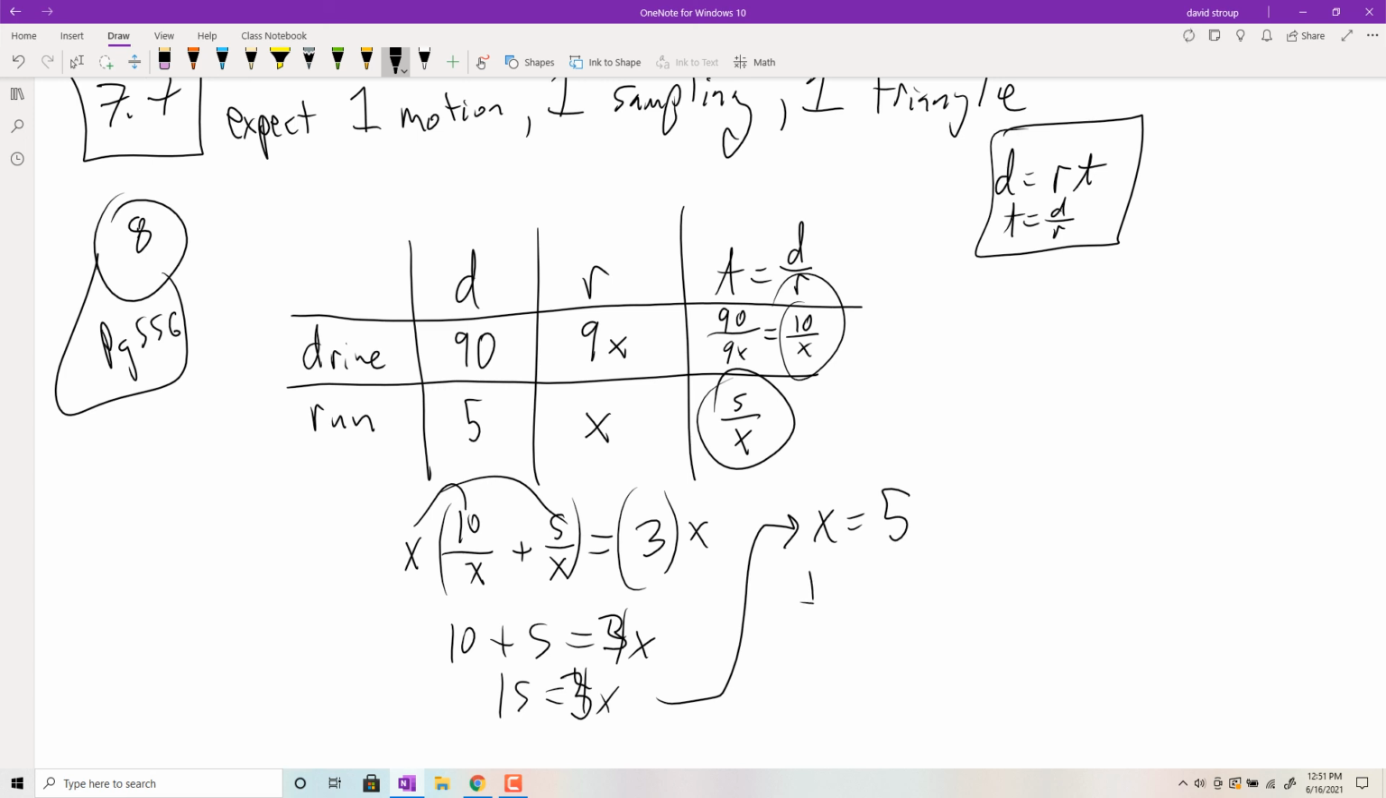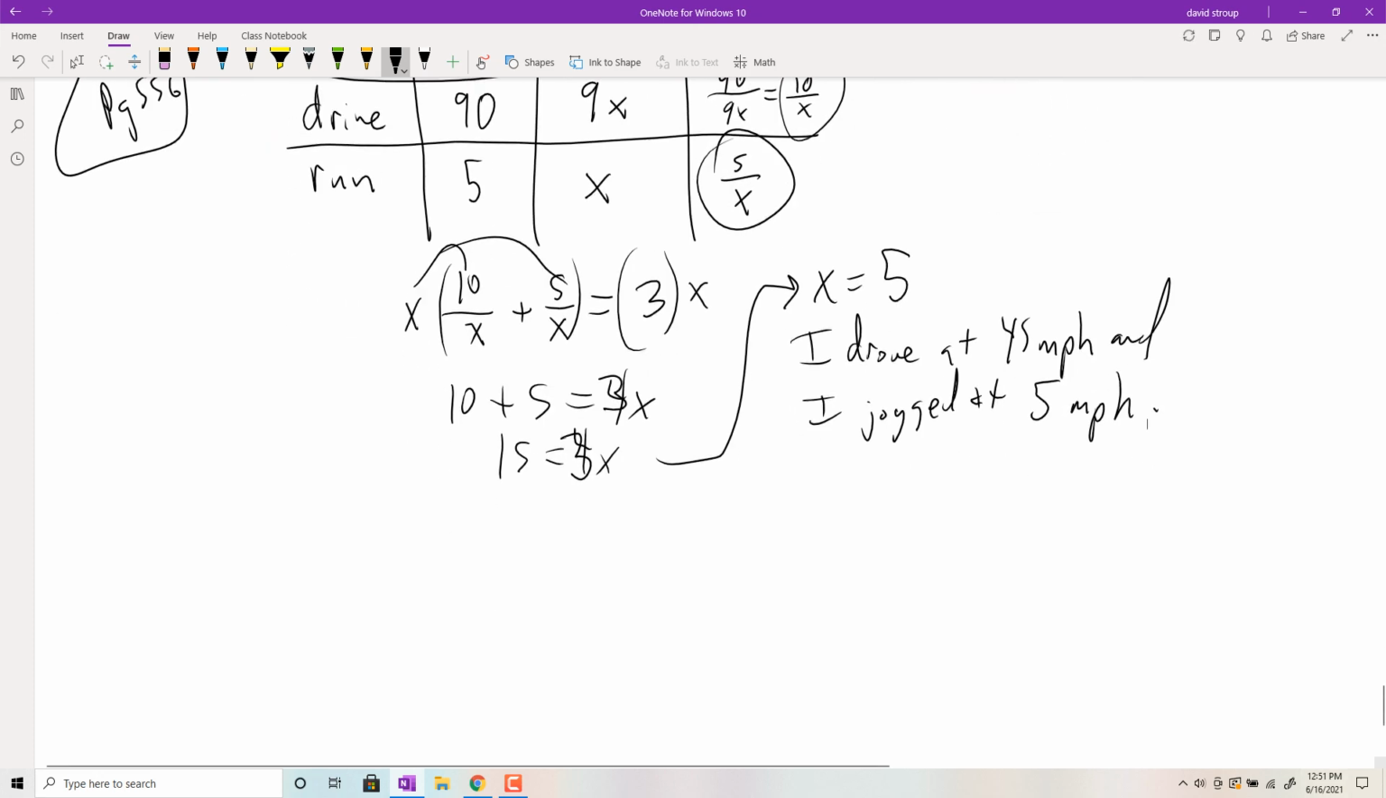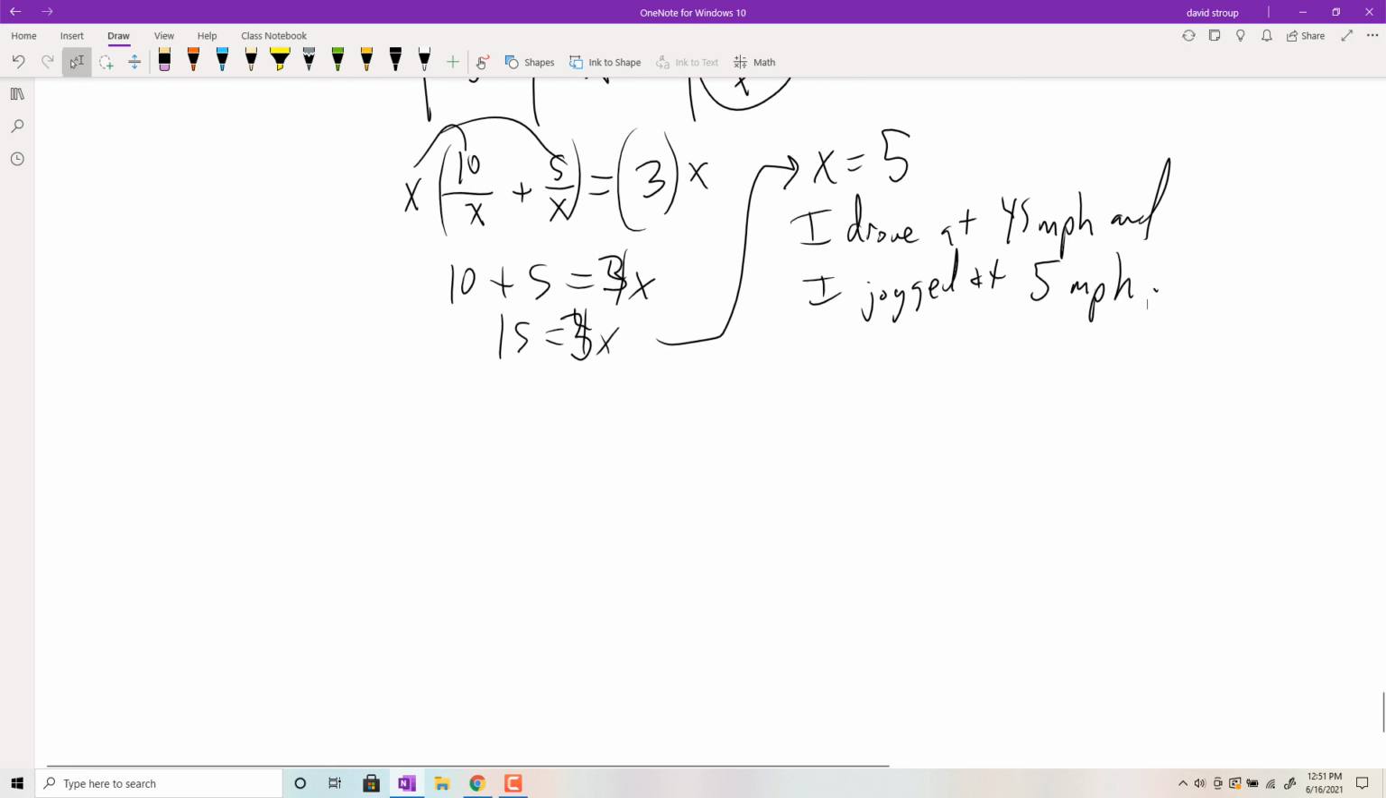So I drove at 45 miles per hour, and I jogged at 5 miles per hour. Okay, very good. Let's do one of the biology type problems. So this is 22 in the book.